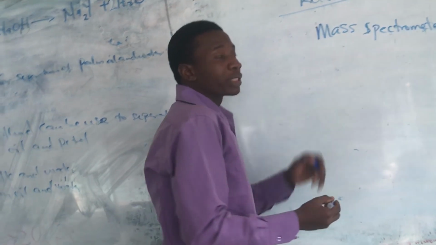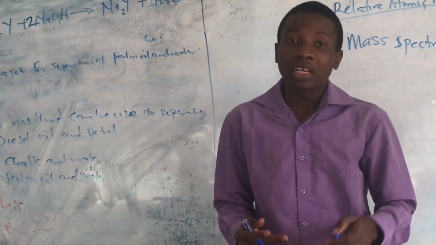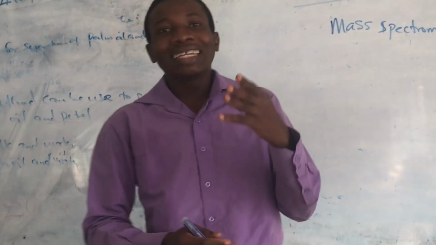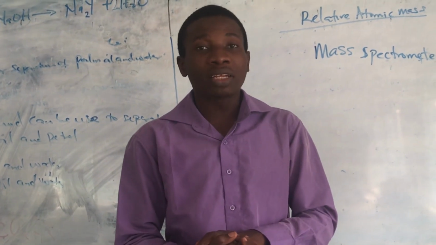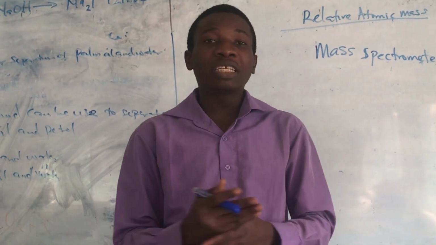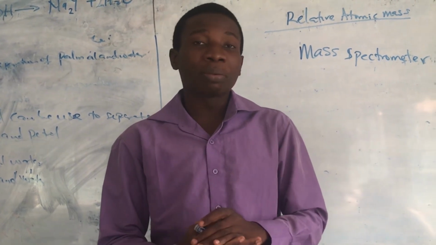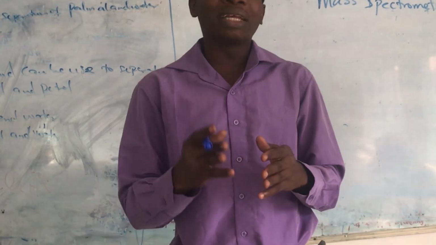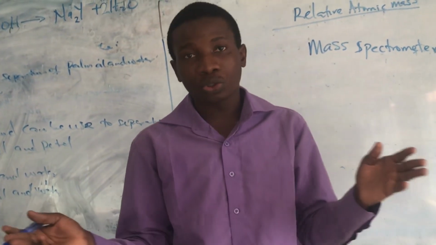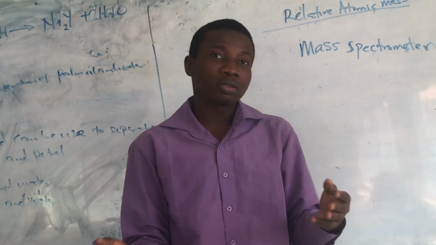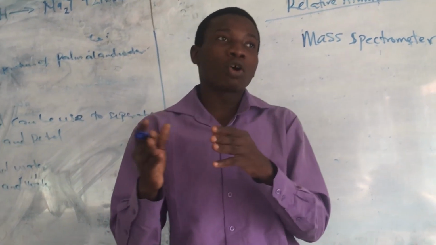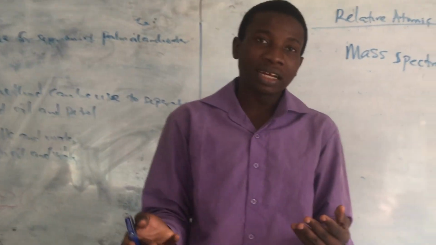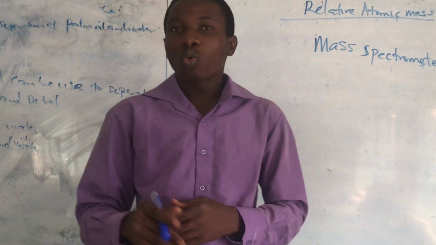This mass spectrometer can be used to measure the relative atomic mass of an element, and there are a lot of factors that determine the relative atomic mass of an element. When we start moving deeper into chemistry, we will know more about that. Talking about isotopes, there are some elements whose relative atomic mass is determined by isotopes. For example, chlorine. What determines the relative atomic mass of chlorine is isotopes, and some other elements like that.